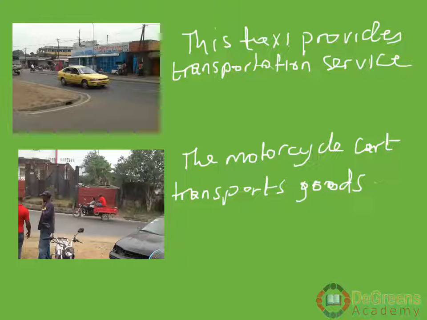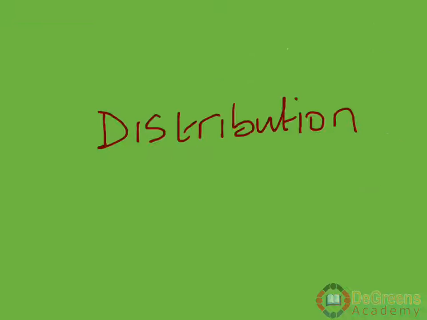Now, if we look at this taxi, the driver does not produce anything palpable or a good. What he does is he renders a service. He takes passengers from one point and drops them at the next point. So it is a transportation service. Now, in the background here, we can see a lady riding a motorcycle cart. The cart behind she uses for transportation of goods. So she uses that to render a service.